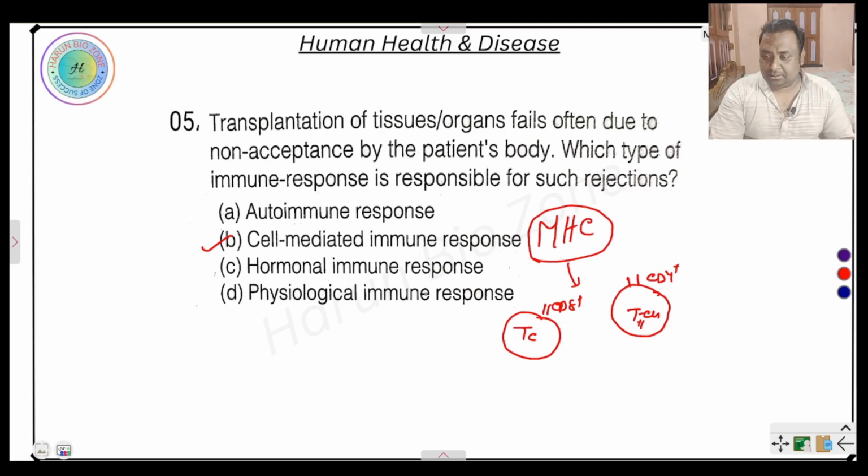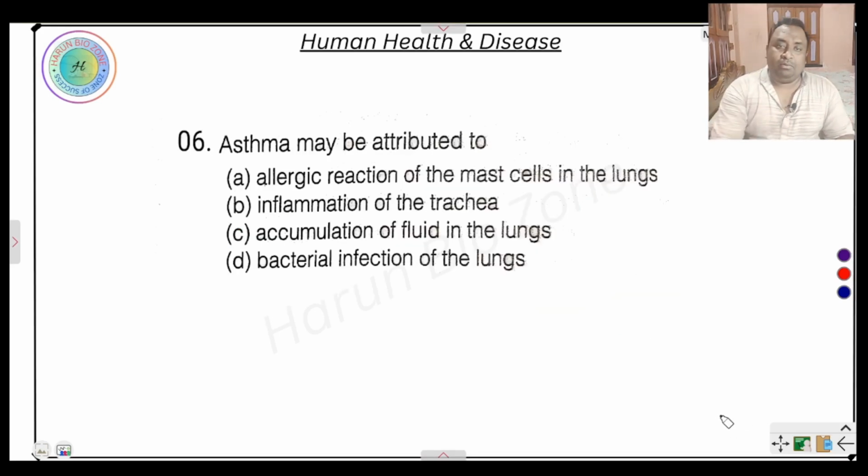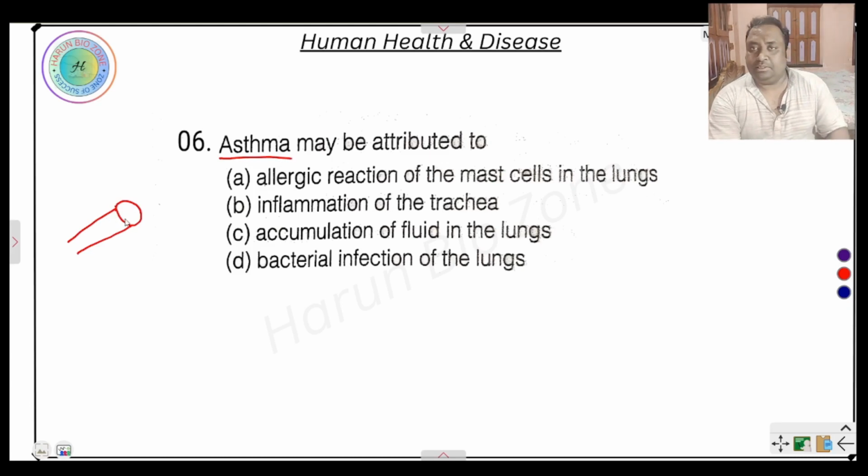Next question, asthma may be attributed to what? What is asthma? Suppose this is a bronchi, food pipe, air pipe, and this is a passage. If, as in case of asthma, the passage becomes narrower in shape, there is a problem in breathing.